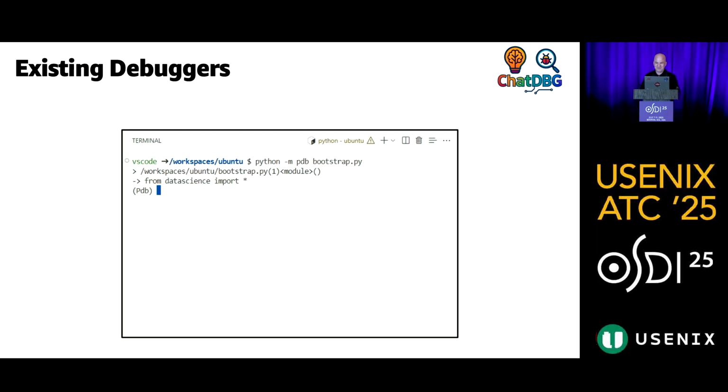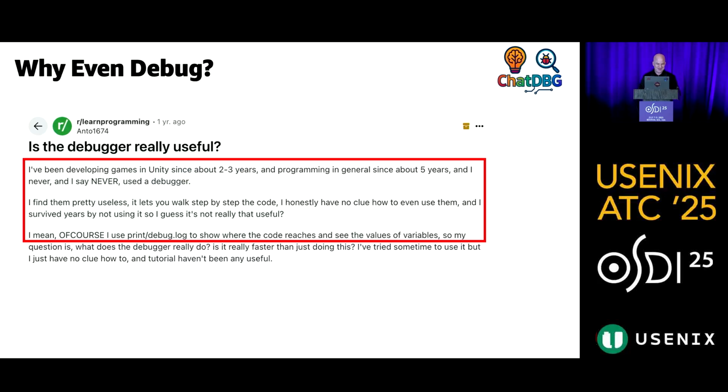I've taught a bunch of computer scientists, and the number of them who actually use debuggers is very, very low. This seems to be a common theme. So I visited Reddit, and Reddit was full of comments like this. Like, is the debugger really useful? I have been developing games in Unity for about 2 to 3 years, and I never, and I say never, used a debugger. Pride, all right? I find them useless. It lets you walk step by step. I honestly have no clue how to even use them. And I survived years by not using it.